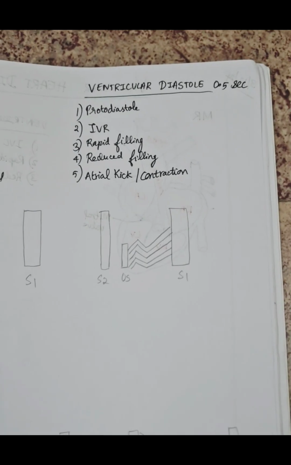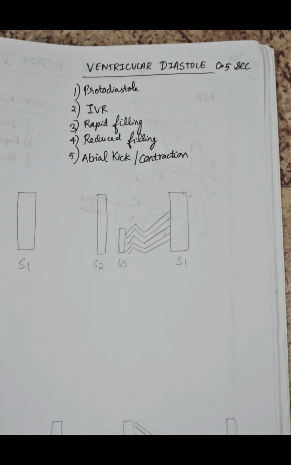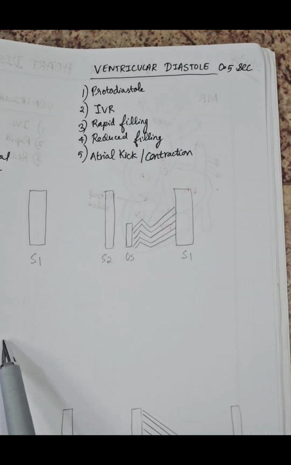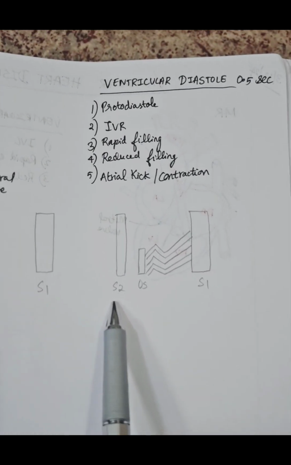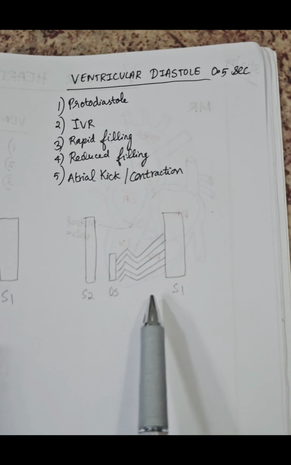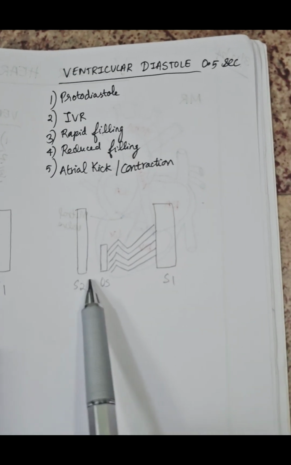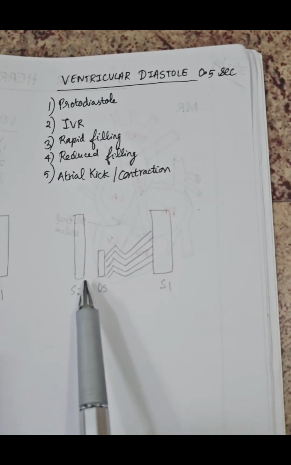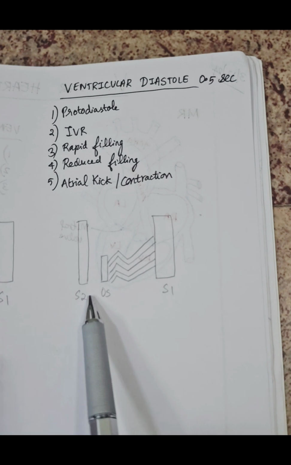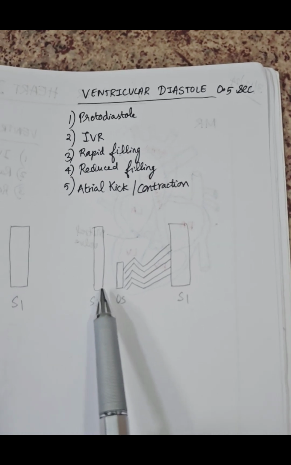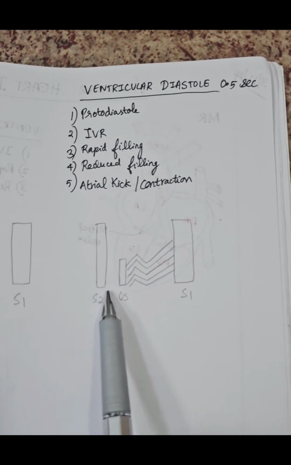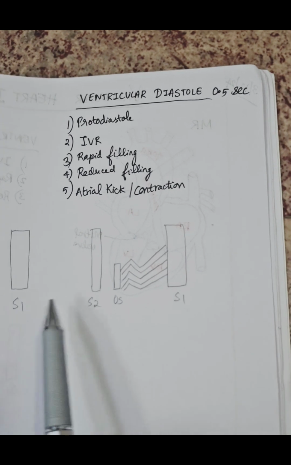Protodiastole means beginning of diastole. So what is systole and what is diastole? Systole occurs between S1 and S2. Diastole occurs between S2 and the next S1. In the beginning of diastole, there is S2 occurring. S2 heart sound is heard, which means, what is S1 and what is S2?